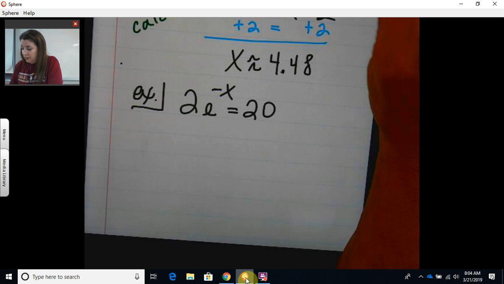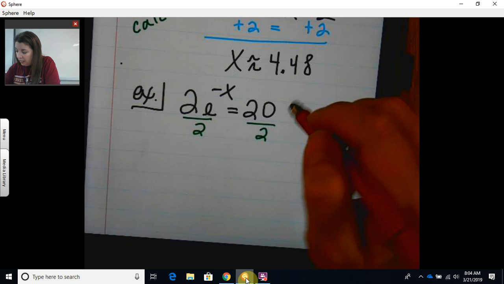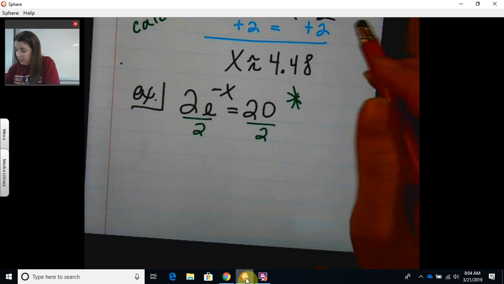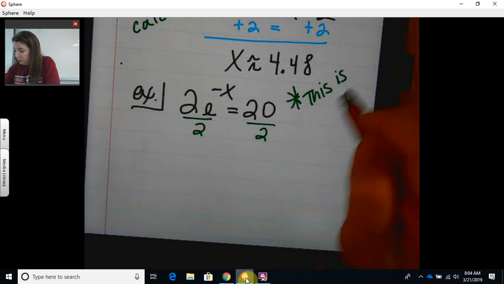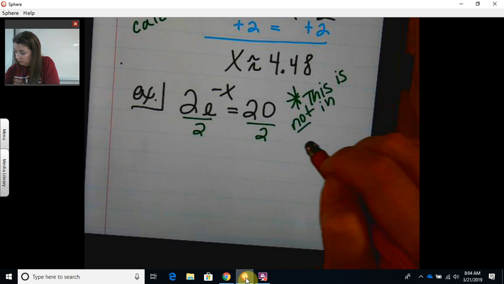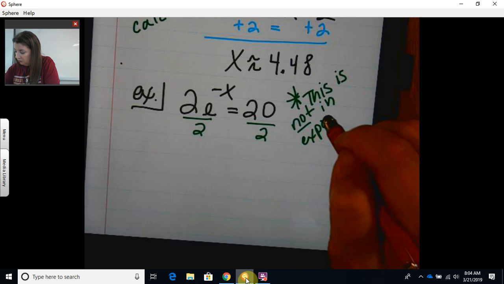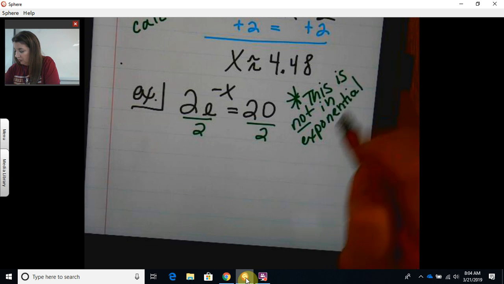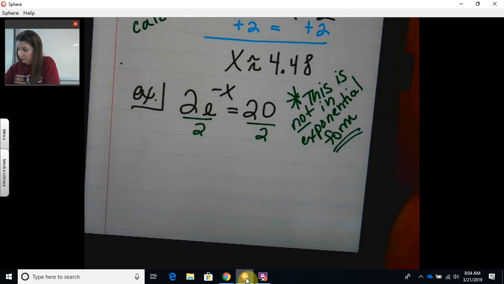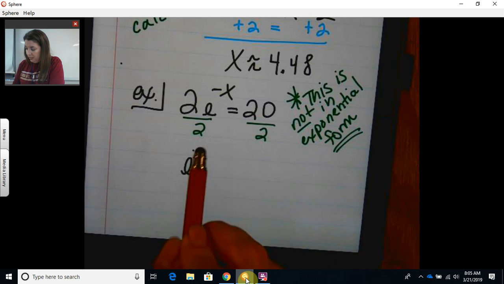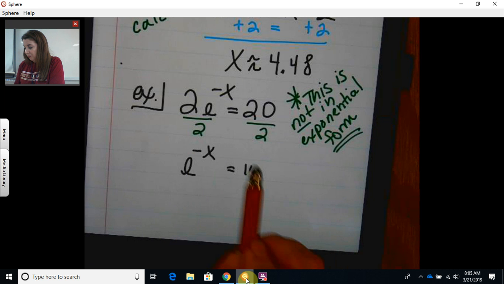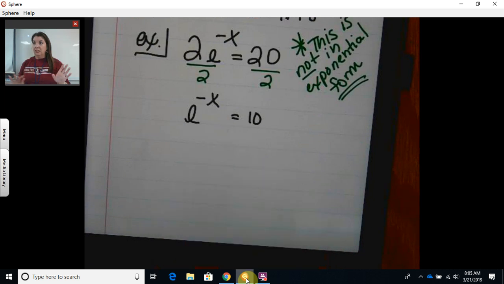And a lot of times students forget that part and they're like, this isn't working out right. What's wrong? So make yourself a little note that this is not in exponential form. That e needs to be isolated first before we can convert it to logarithmic form. So that would give us e raised to the negative x equals 10. Now don't worry about, oh, but the exponent's negative. Don't worry about that just yet. Let's put it in logarithmic form and see what we have there.